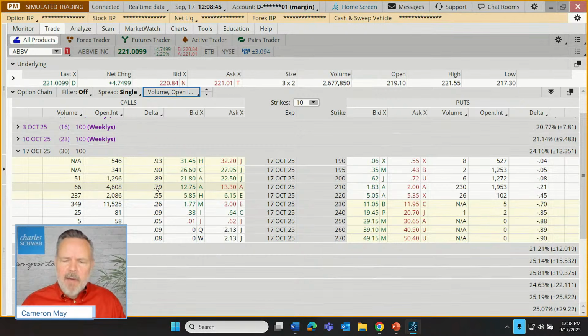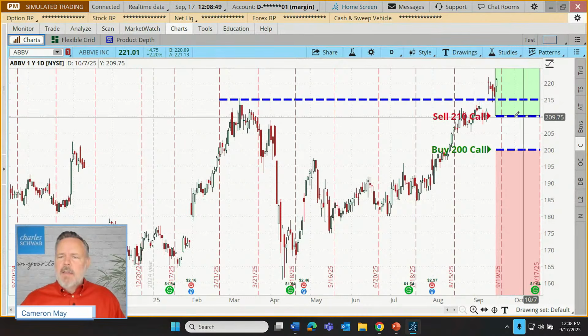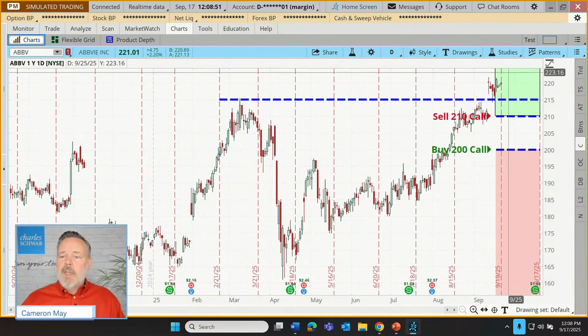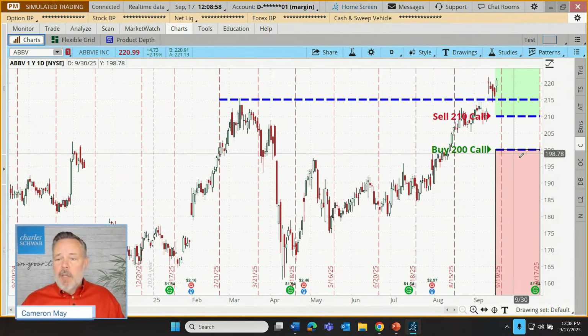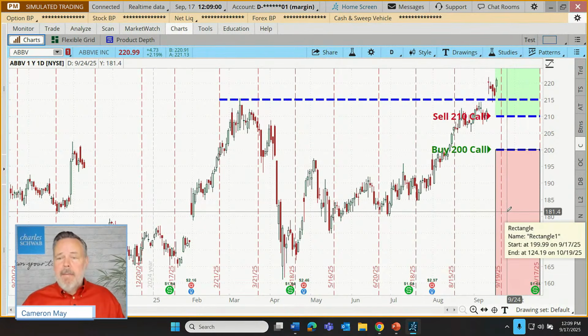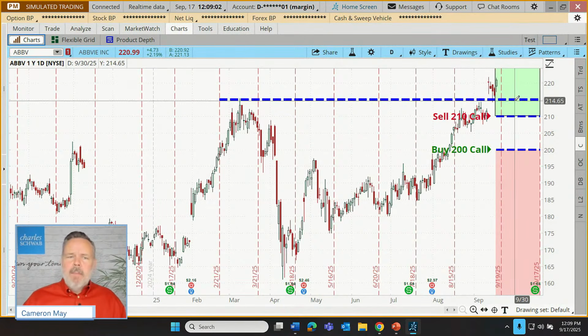So let's talk about that probability of success. With this trade, you may have noted on our chart, the trader would just prefer to be above 210. So I've drawn in a green box up there to indicate that's where we'd like to be. Where we would not like to be is down here below 200. Okay. So what are the odds that we might be above 210?